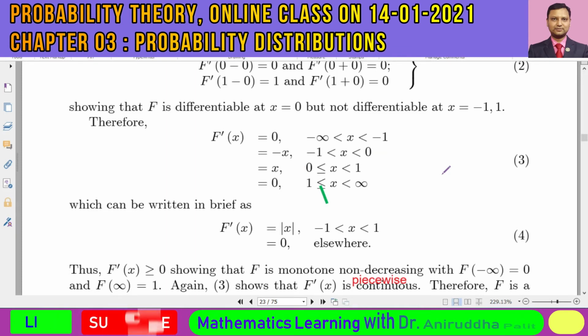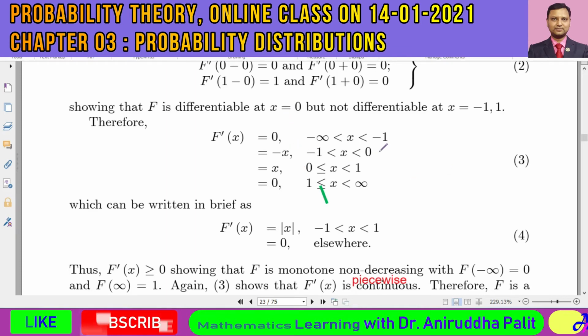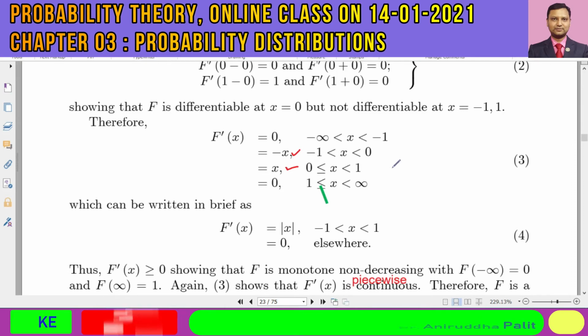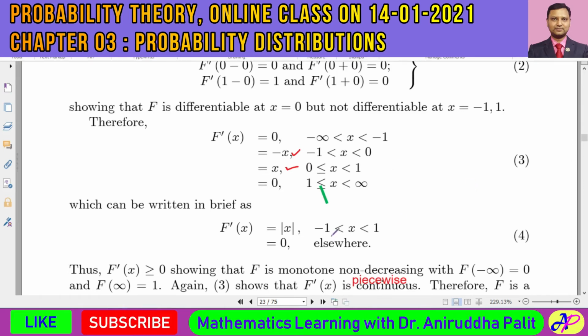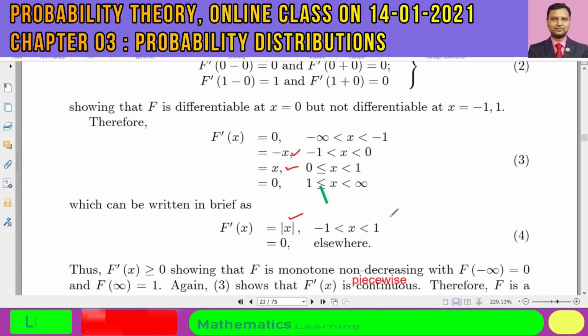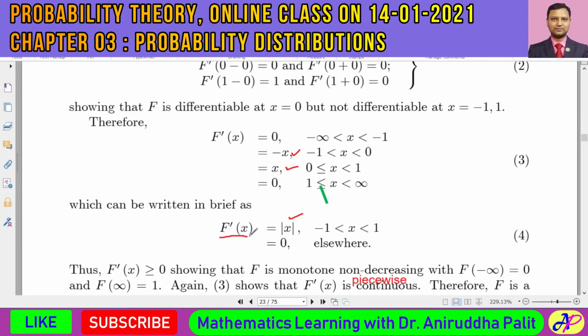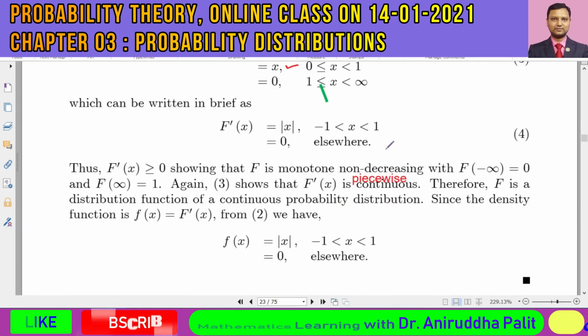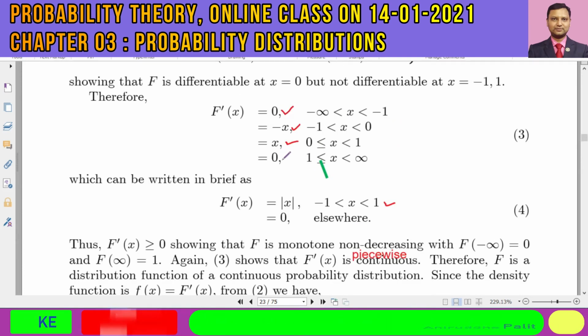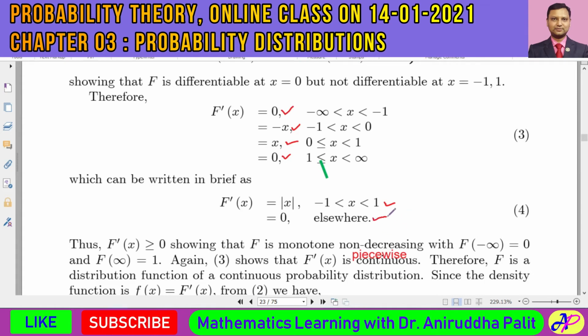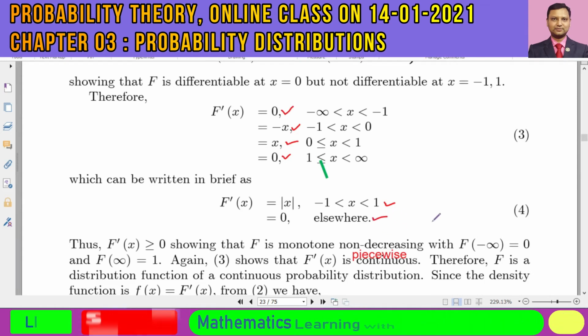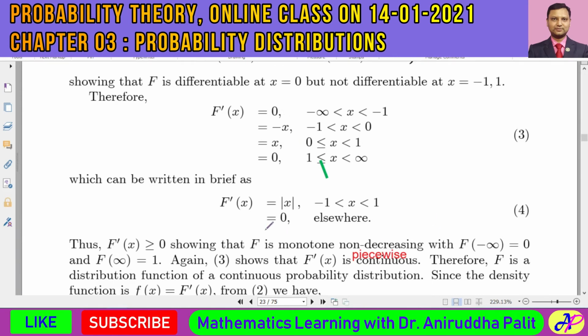And if you combine all these results, you will find that when x is negative, the value of the function is equal to minus x. When x is positive, the value of the function is equal to plus x. So what is this? This is nothing but the derivative f dash x, which is equal to modulus of x. Got it? This is equal to modulus of x when x lies in between minus 1 and plus 1, and otherwise the value is equal to 0. So we can say that f dash x is equal to 0 otherwise. And so over here, f dash x is actually our density function f of x.